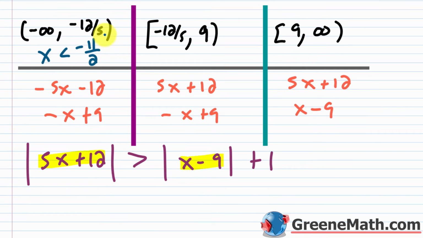If you do negative 12 divided by 5 on your calculator, you get negative 2.4. If you do negative 11 divided by 2 on your calculator, that's negative 5.5. So this solution, we can just accept it. We don't need to modify it in any way.